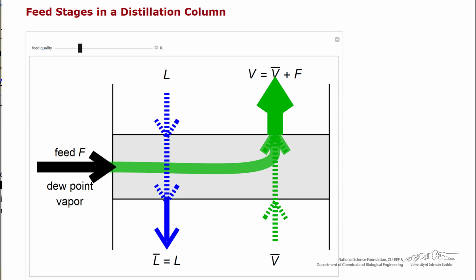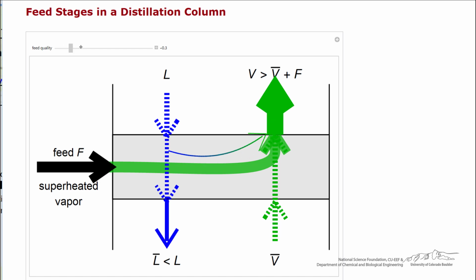If we were now to decrease the quality, we have a superheated vapor. All the feed vapor indeed still goes into the upflowing vapor in the distillation column. In addition, some of the liquid that's flowing down is vaporized and is added to that vapor flow.